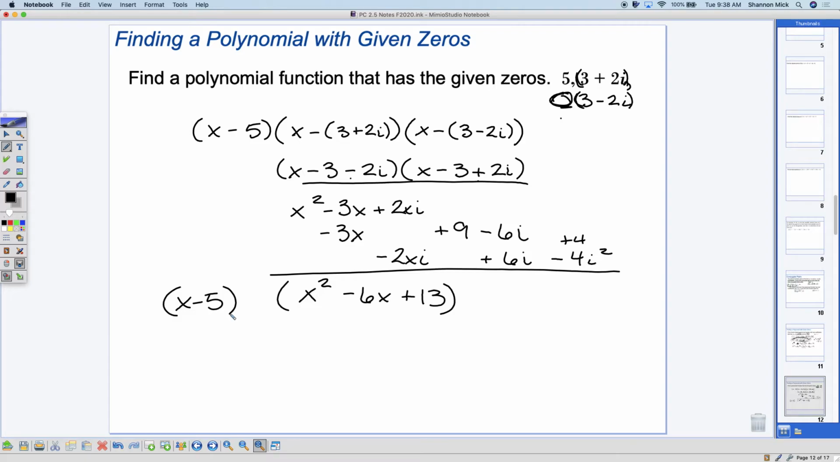You should have gotten x squared minus 6x plus 13. Oh, you got it. And then do we times that by? Then we have to times that by x minus 5. So if you got x squared minus 6x plus 13, go ahead and multiply it by x minus 5. Because we're not done. We don't have a polynomial yet, do we? No.